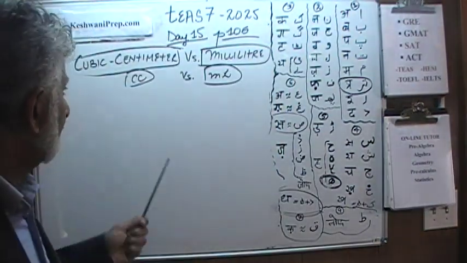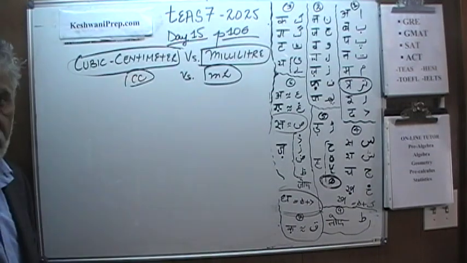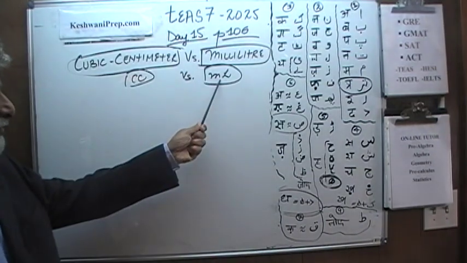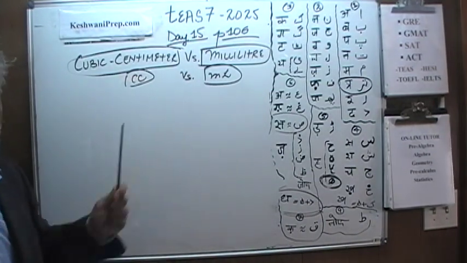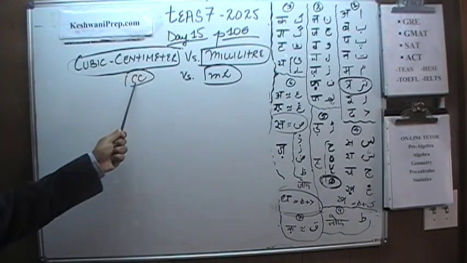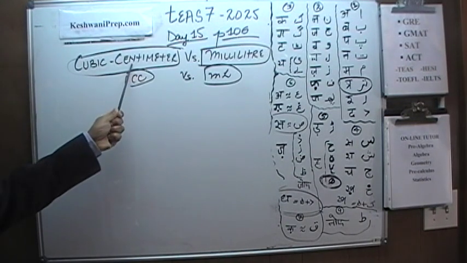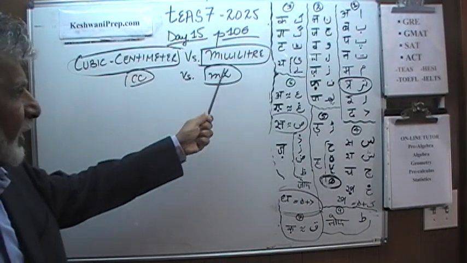The concept here is CC versus ML. What does CC stand for? What does ML stand for? And how do they relate to each other? Let's begin then. CC, as you can clearly see here, stands for cubic centimeter, and ML stands for milliliter.